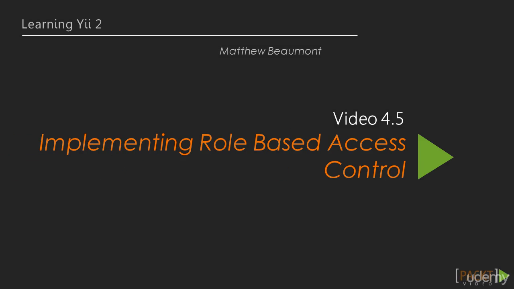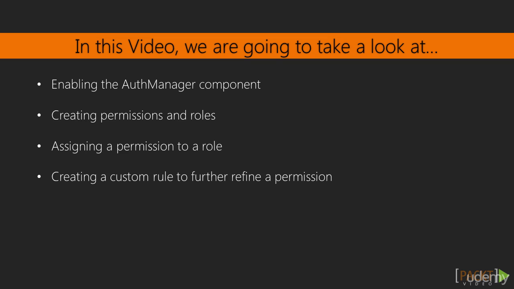This is the fifth and last video of this section, implementing role-based access control. In our last video, we learned how to use ACF to control access to individual pages of our application. If ACF is the broadsword of application security, then RBAC is the surgeon's scalpel. We can create user roles and then assign them permissions in order to control access to almost every aspect of our application. We'll look at how to enable the auth manager, create permissions and roles, and then how to assign roles to our users.